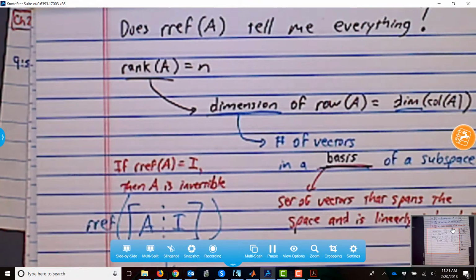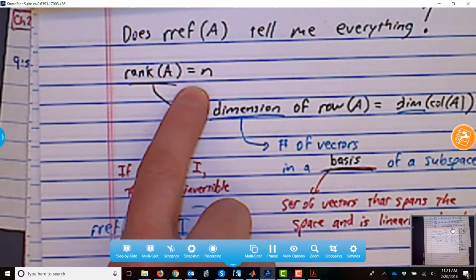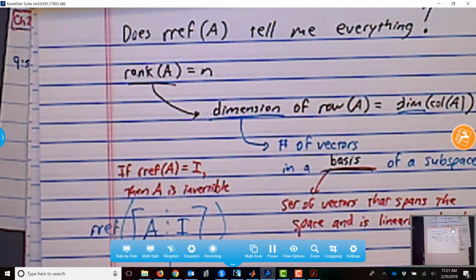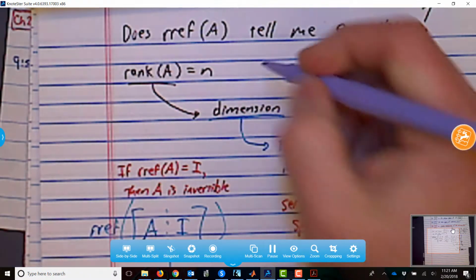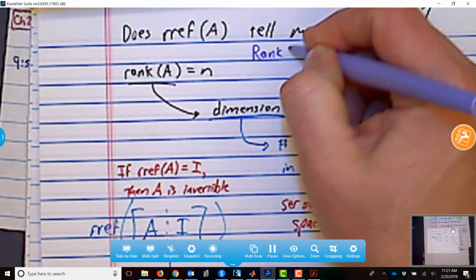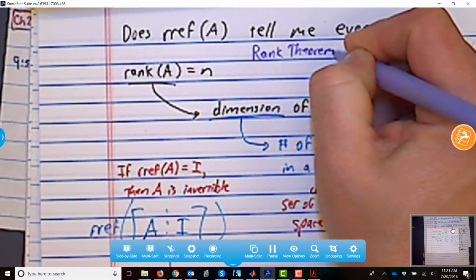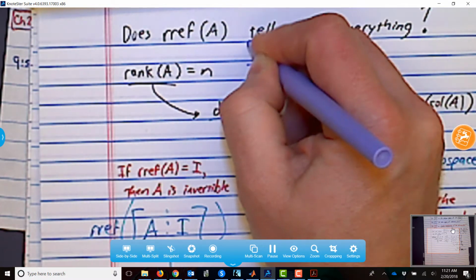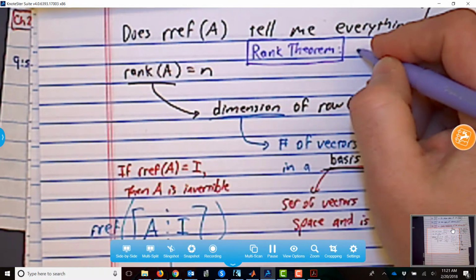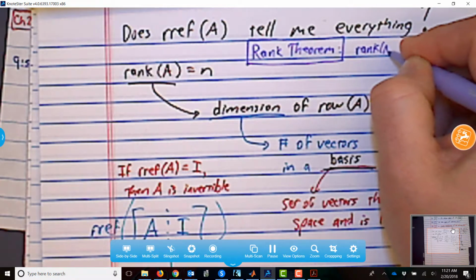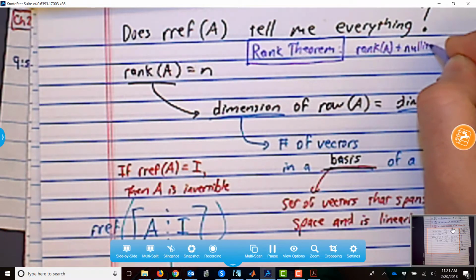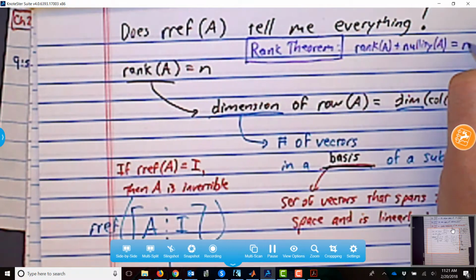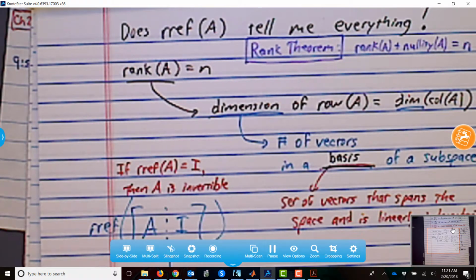So back up to the fact, hey guys, once you know that the rank of A is n, right? I agree. Jake says we have this theorem called the rank theorem. Let me write that down. The rank theorem says what? It says the rank of A plus the nullity of A equals n. That's what the rank theorem says.